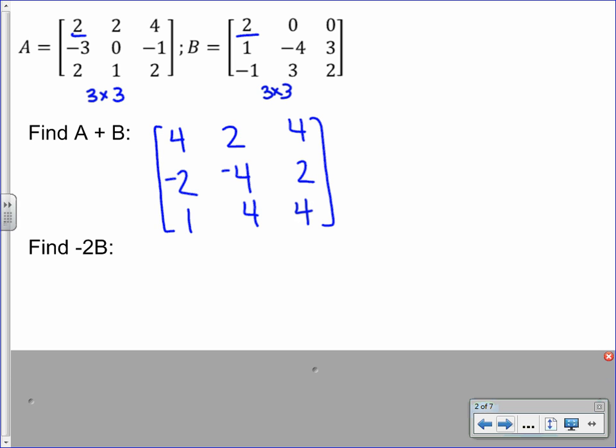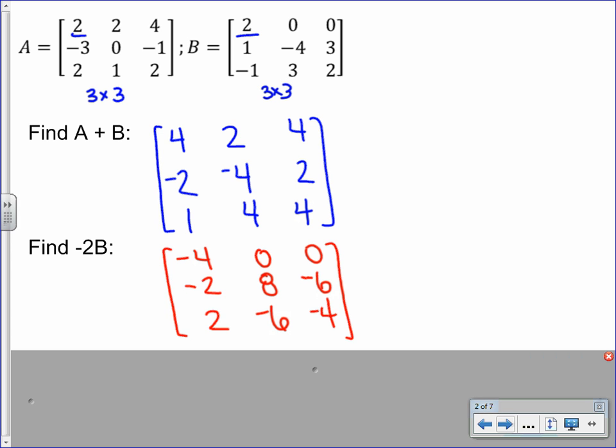Now I want to find negative 2B. How do we do that? Multiply negative 2 to each number. So negative 2B would be negative 4, 0, 0. Second row would be, help me out. Excellent. And row 3. Excellent.